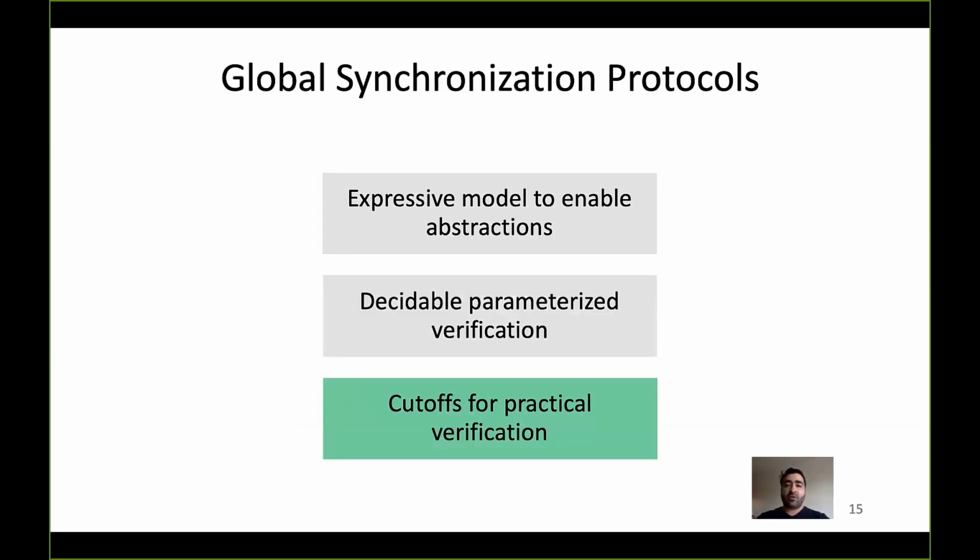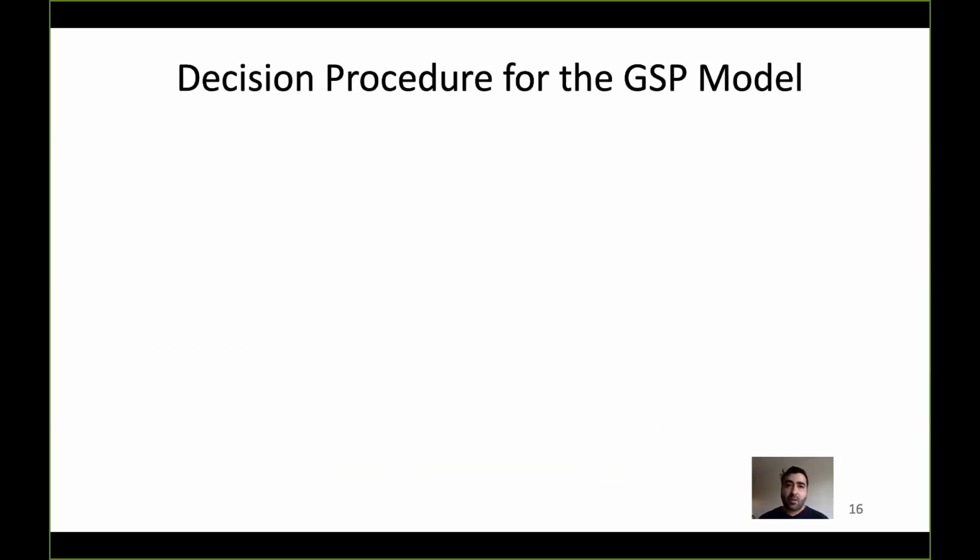All right, now that we've talked about the decidability of parameterized verification in the GSP model, let's go ahead and talk about how one can do practical verification using cutoffs in our model. Well, one might wonder, since we just showed decidability, what is the decision procedure here? Well, one option is to use the decision procedure given to us by the well-structured transition system framework. However, due to its high complexity, it's not clear that we can have an efficient implementation of this procedure.